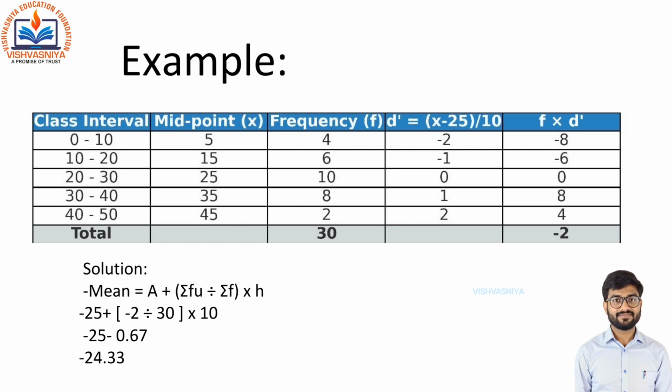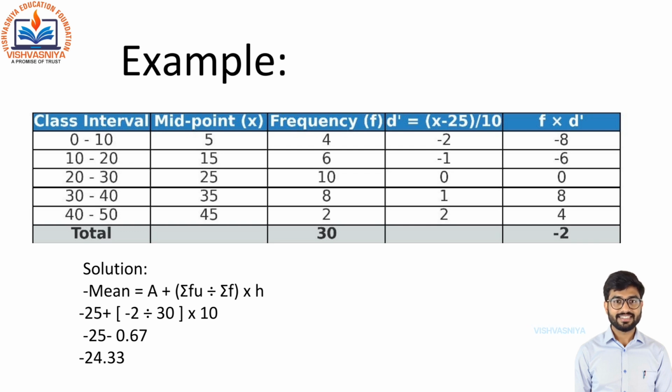Multiply with frequency 4 gives minus 8. For class 10 to 20, step deviation is minus 1. Multiply with frequency 6 gives minus 6. For class 20 to 30, step deviation is 0. Multiply with frequency 10 gives 0. For class 30 to 40, step deviation is plus 1. Multiply with frequency 8 gives plus 8. For class 40 to 50, step deviation is plus 2. Multiply with frequency 2 gives plus 4.